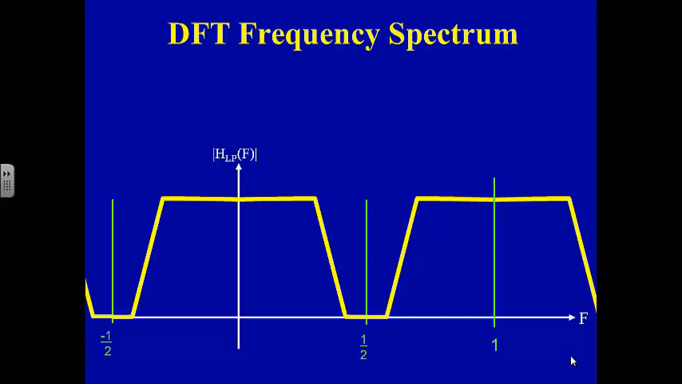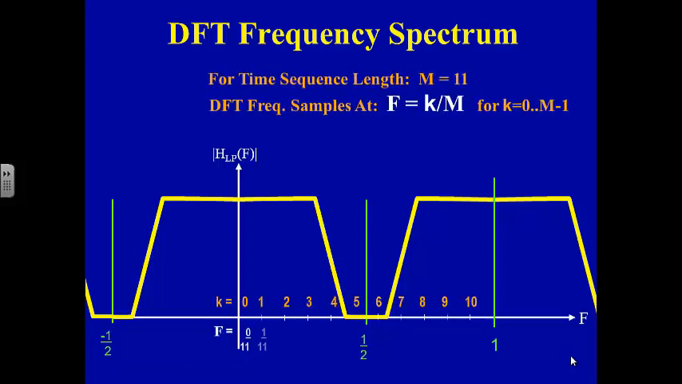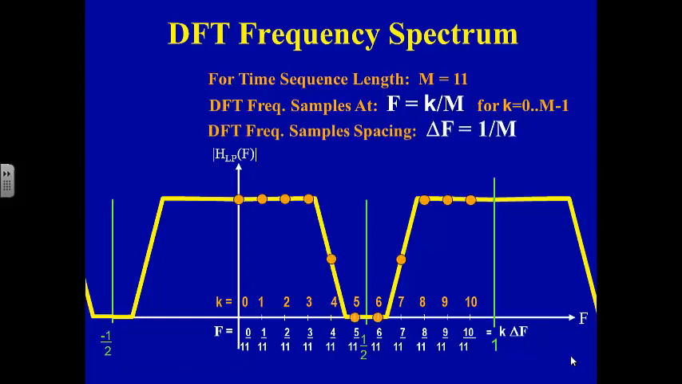What do we get out of the DFT, discrete Fourier transform? Well, you give me M samples, maybe 11. What I'm going to do is break up this range of frequencies from f equals 0 to f equals 1 into the same number of samples. So if I have 11 samples in a time domain signal that I transform, I get 11 frequency samples. And those happen at indices k equals 0, 1, 2, 3, 4, 5, 6, 7, up to 10.